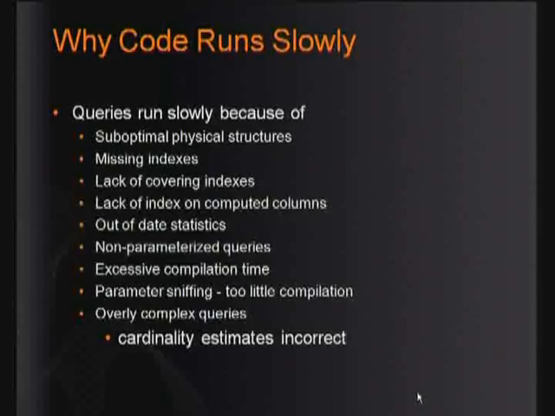Ten reasons: suboptimal physical structures, use Database Tuning Advisor. Missing indexes, there are ways to find those. Lack of covering indexes, showed you one of those. Lack of index on a computed column, showed you one of those. Out-of-date statistics, didn't show you out-of-date statistics, but up-to-date statistics. Non-parameterized queries, those can cause excessive compilation time. Let's talk really quickly, like for 1 minute, about parameter sniffing.